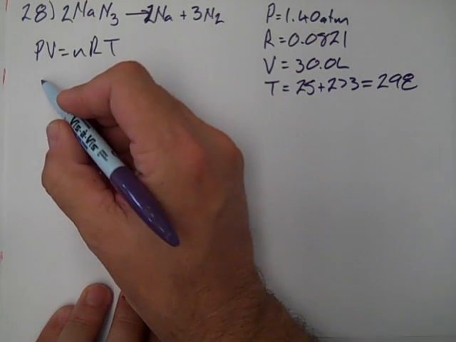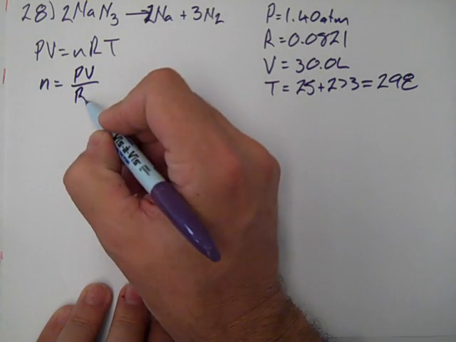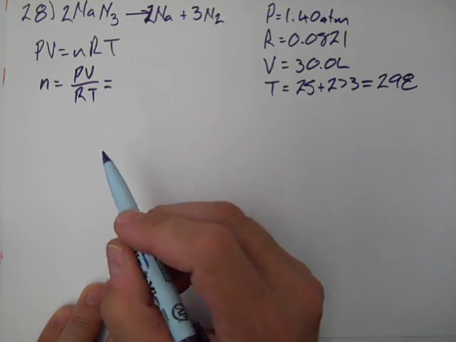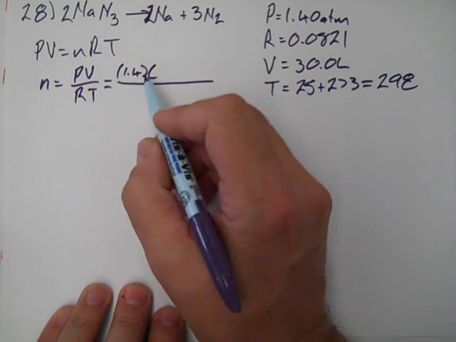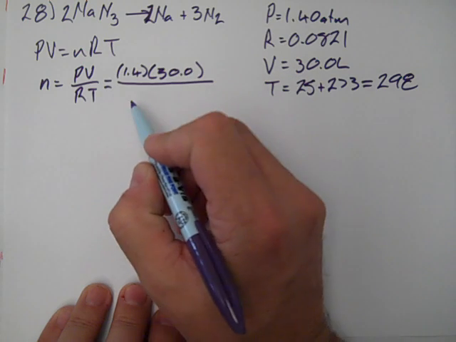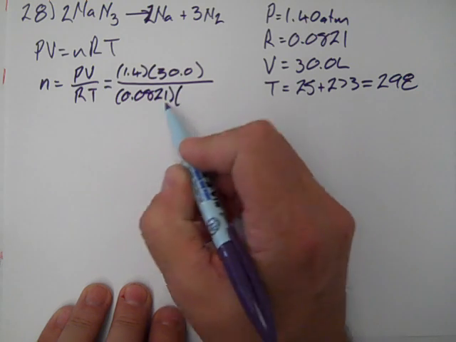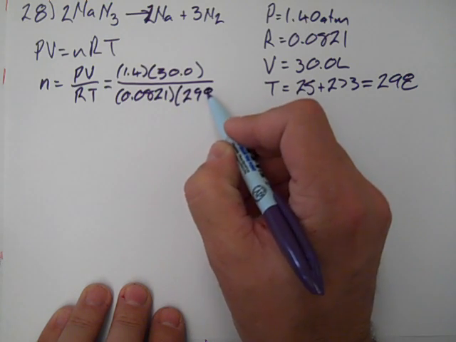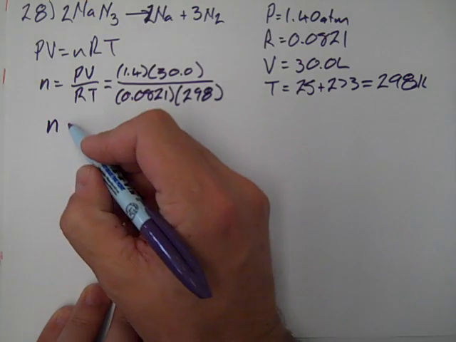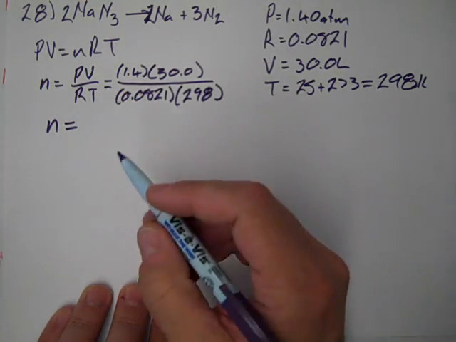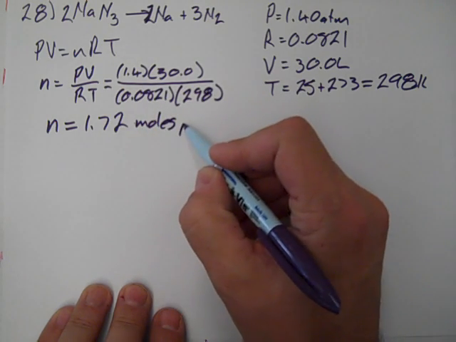So I need to find n. n is going to equal PV divided by RT, which means n is going to equal 1.40 times 30, divided by 0.0821 times T, 298 Kelvin. n equals 1.72 moles of N2.